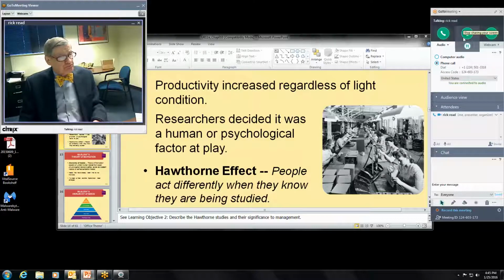A couple of things happened here. One is that they found out that people act differently when they're being watched, or as the slide says, being studied. And I don't think that's something that we today would say, well, gee whiz, that's not anything new. We know that. But in the late 1920s, early 1930s, people didn't realize that. Workers really had not been studied a whole lot to see how they worked and what they did and so on and so forth.